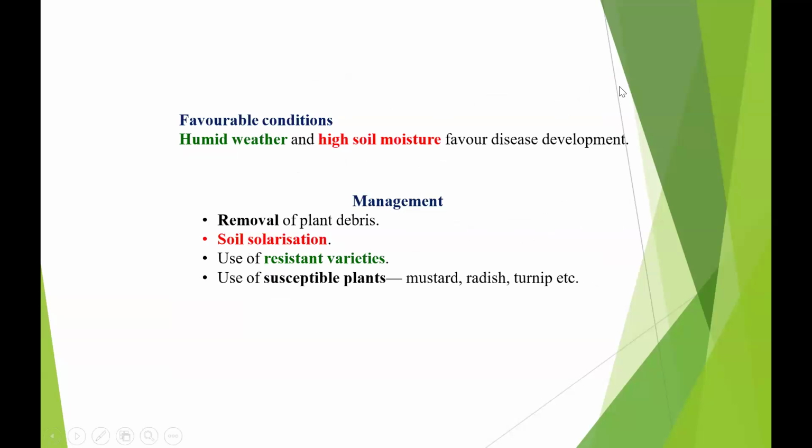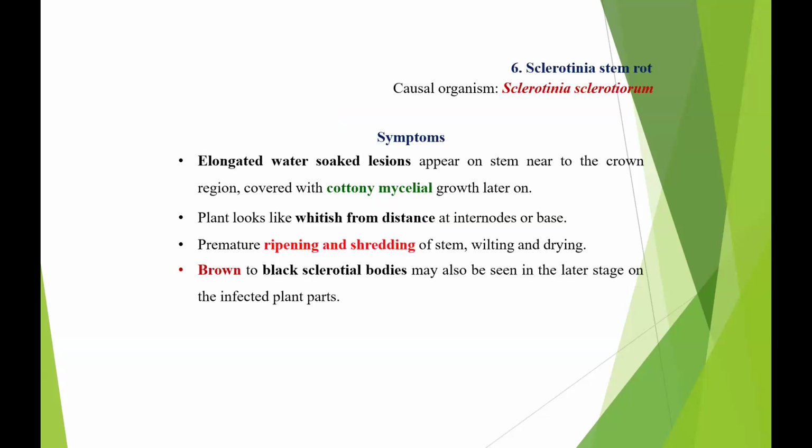Favorable conditions are humid weather and high soil moisture. Management is through removal of plant debris, soil solarization, using resistant varieties, avoiding susceptible plants like mustard, radish, turnip. Sclerotinia stem rot, which is caused by Sclerotinia sclerotiorum. Symptoms are elongated water-soaked lesions on stem, covered with cottony mycelial growth.